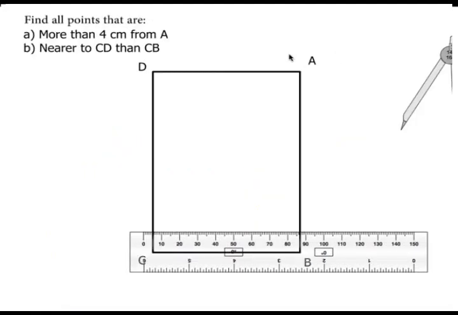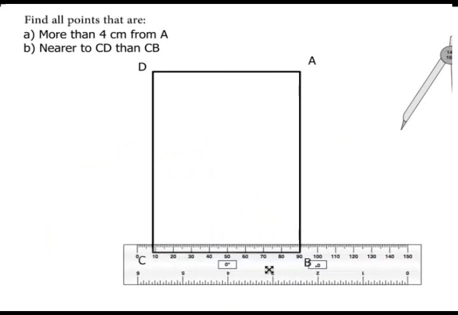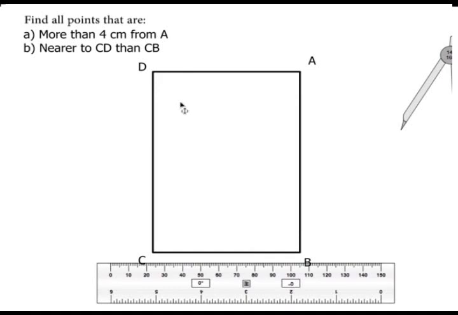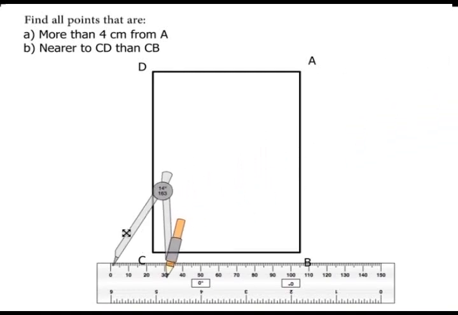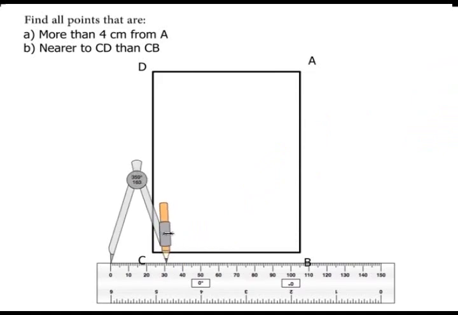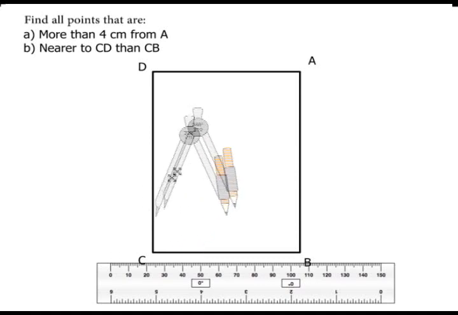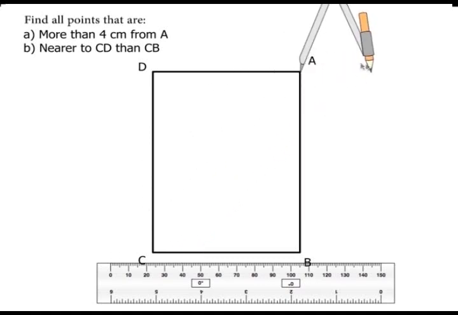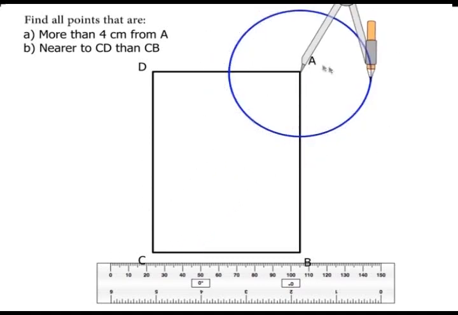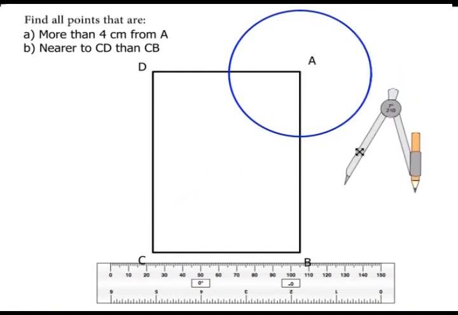Another example, find all points that are more than 4 centimeters from A and nearer to CD than BC. Condition 1, more than 4 centimeters from A. So we first find 4 centimeters from A. We measure 4 centimeters and draw a circle at A. And so anything outside that circle must be more than 4 centimeters from A.